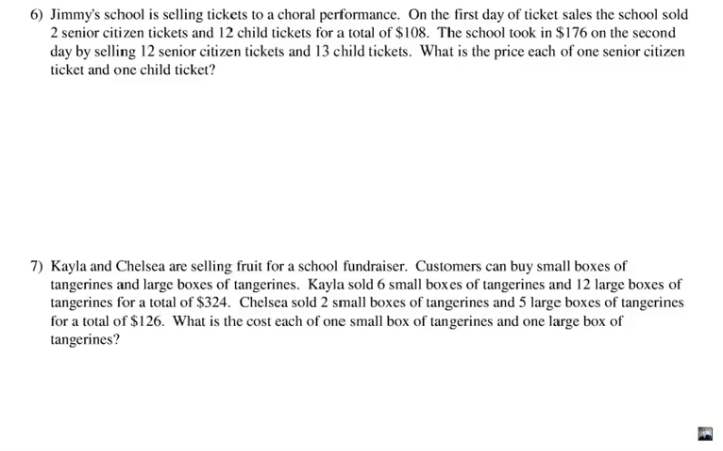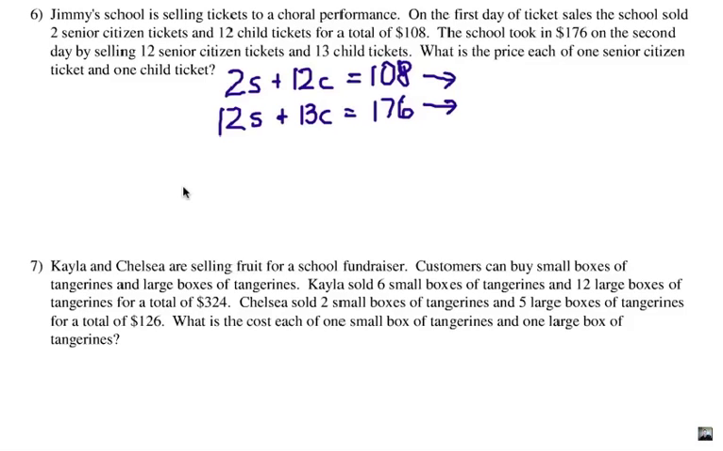All right, read both of those and write 2 equations for each problem and use probably the elimination method to see if you can solve it. Here are the 2 equations. I'm going to say S is the number of seniors, or the price of a senior citizen ticket, and C is the price of a child's ticket. So 2S plus 12C equals 108. 12S plus 13C equals 176.